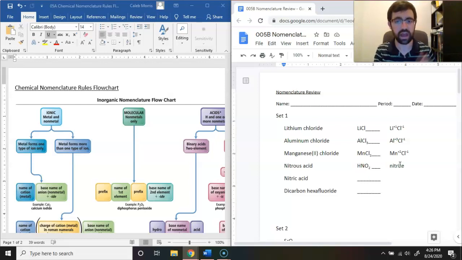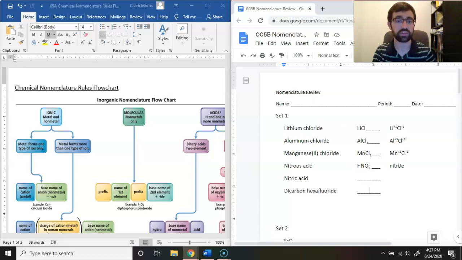Nitric acid, I ate something icky is how I remember what is tied to the ick. Ate and ick are tied to one another. So nitric acid would be HNO3 because NO3 is nitrate.